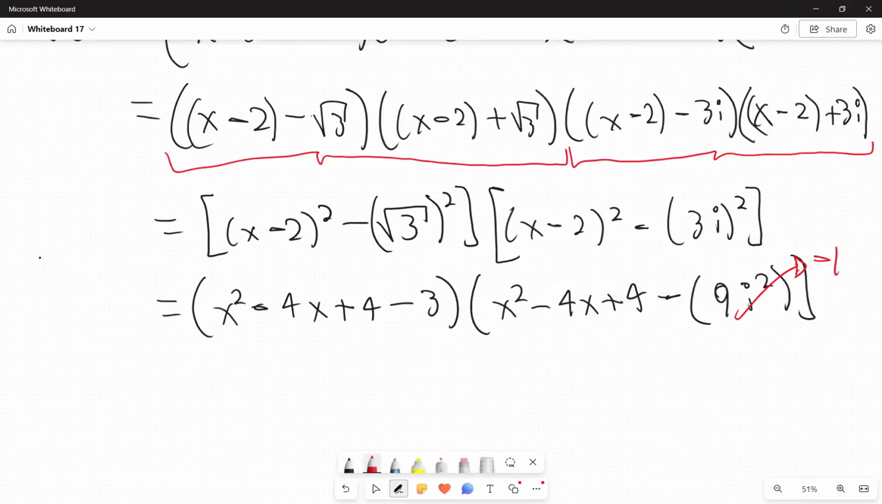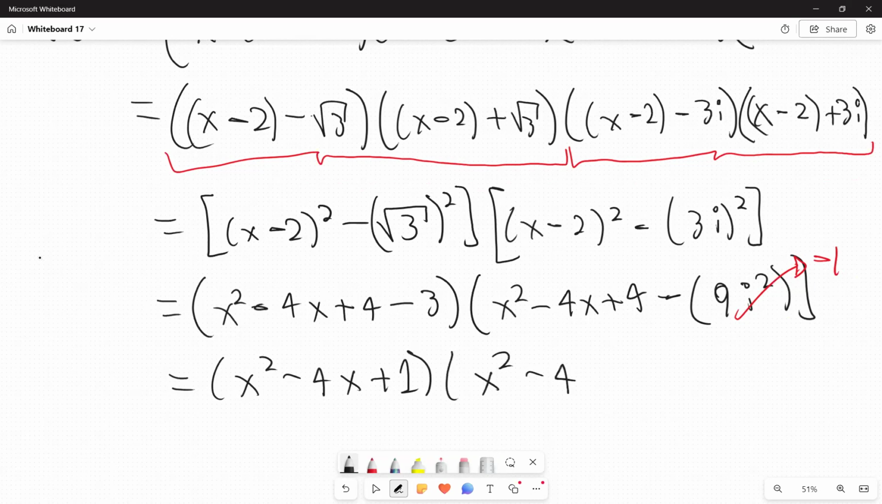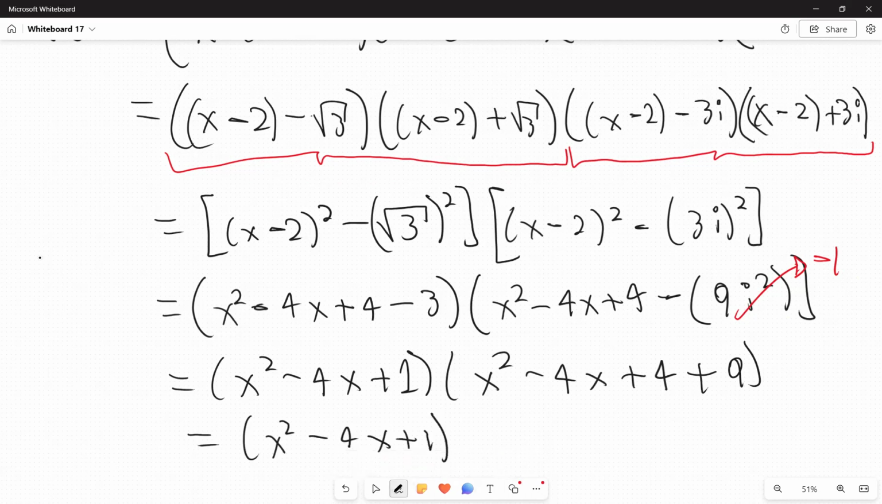So we got rid of the square roots and the terms with i. We can combine like terms, the 4 and the minus 3. And then i squared is negative 1, so 9i squared is negative 9. The opposite of that is plus 9. So combine like terms. So this is starting to look better. Still it is not the polynomial that we're looking for.